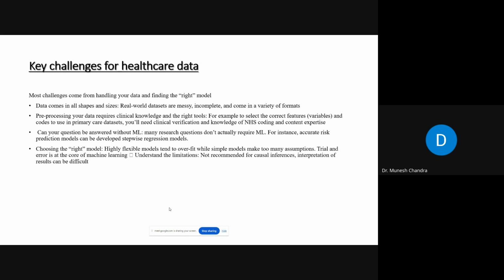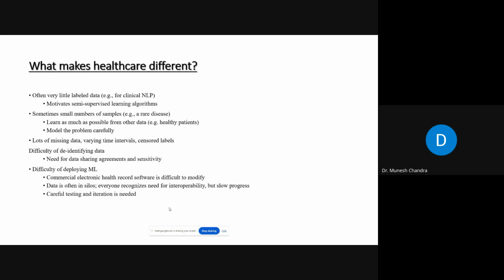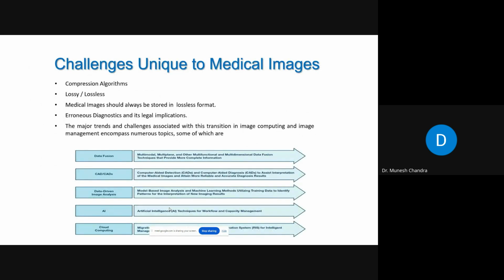Choosing the right model, choosing the right algorithm is also very necessary. We have already discussed this in the previous slides. So the major challenge in healthcare is the data. A large amount of data varies in shape, size, intensity. Real world data is very messy. Then pre-processing algorithms, then selection of the right algorithms. Next, challenges unique to medical imaging.